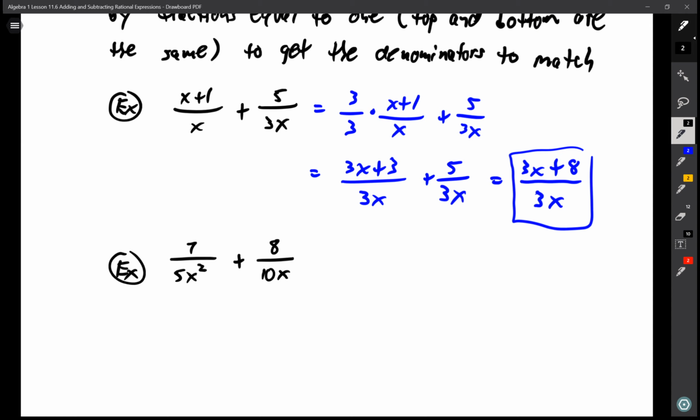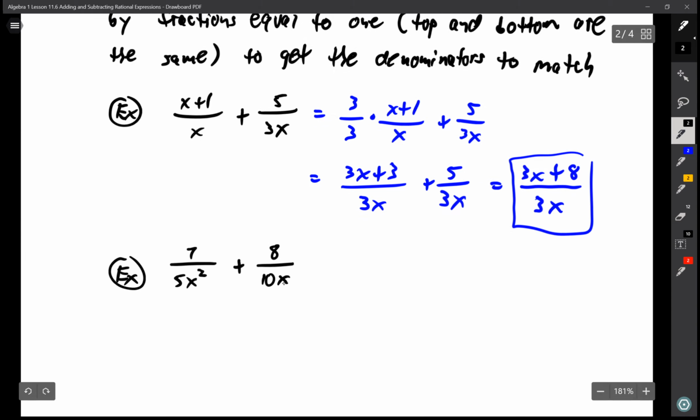Okay, so we look, do our denominators match? No. What can I do to get them to match? Well, let's see. My first one, if I took this 5 and multiplied it by 2, that would give me a 10. That would leave me with a 10x squared. Oh, but this one has an x squared, whereas this one only has an x.